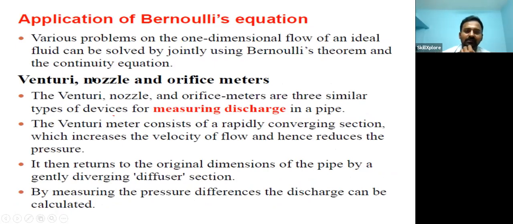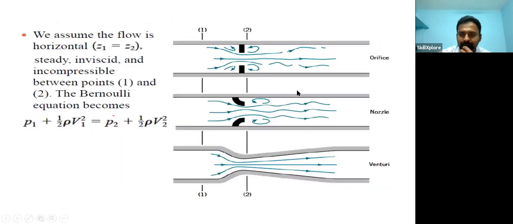So Venturi meters and orifice meters. These are the basic applications. We all know that these are pretty similar types of devices to measure the flow rate, that is, the discharge of fluid, the value of Q. A Venturi meter contains a rapidly converging section. We all know that these are the basic three flow measuring devices: orifice meter, nozzles, and Venturis.